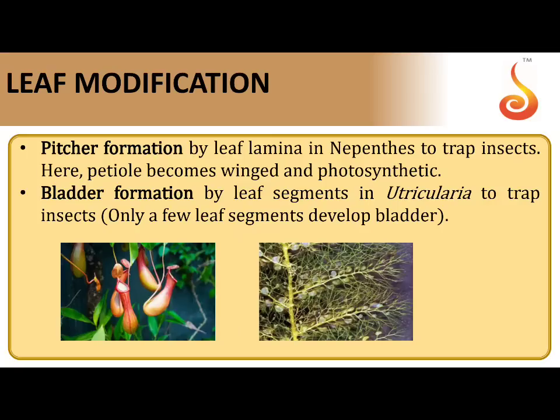Now we are moving on to the next topic, that is leaf modification. What are the kinds of leaf modification do you see? Why do the leaves modify? That is the next question we will try to understand. As we see one by one the modification, we will see that leaves modify based on its requirement. The first type of modification is in terms of pitcher formation. Pitcher formation in case of insectivorous plants.